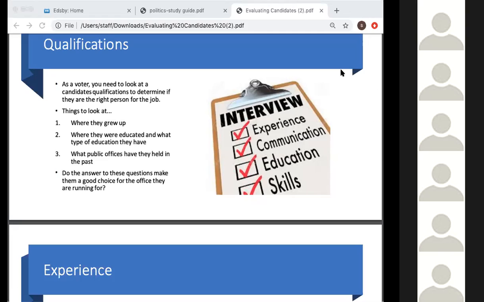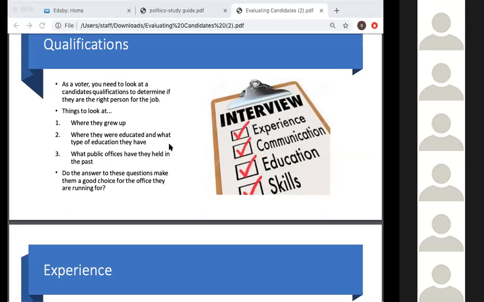Actually, I'll just call on somebody. Melina, are you there? Yeah. Melina, why would you, in a local election, maybe not vote for somebody who didn't grow up in your hometown? Because they don't really know what it's like to live in that town. They don't know the problems that you guys face. They maybe don't know the history. They didn't go to school there, maybe.